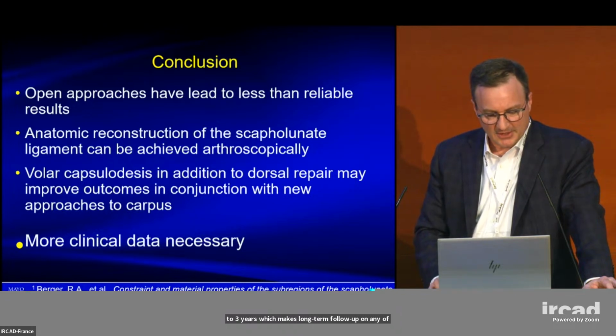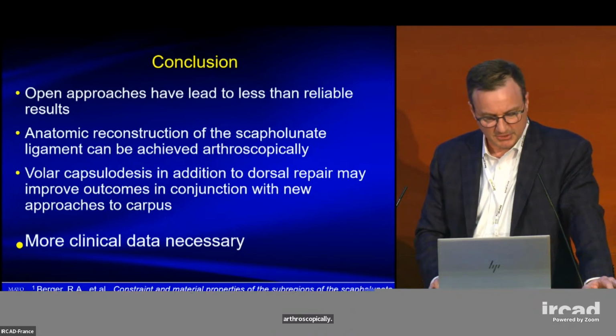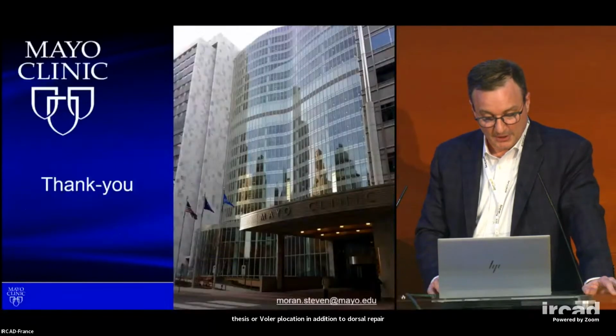But I think we know now that open approaches have led to less reliable results or equivalent results to what we can do arthroscopically. I think arthroscopic repair is much safer because of preservation of the blood supply. I think volar capsulodesis or volar plication, in addition to dorsal repair, may improve outcomes in conjunction with newer approaches to the carpus, but obviously more clinical data is required. Thank you.